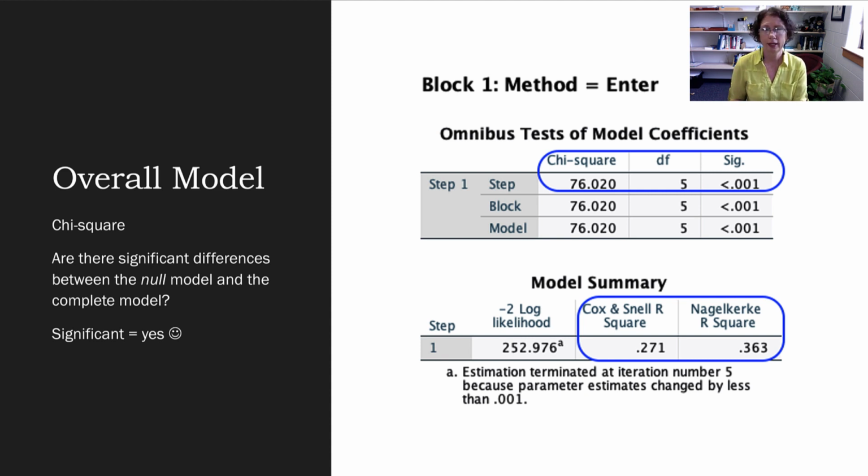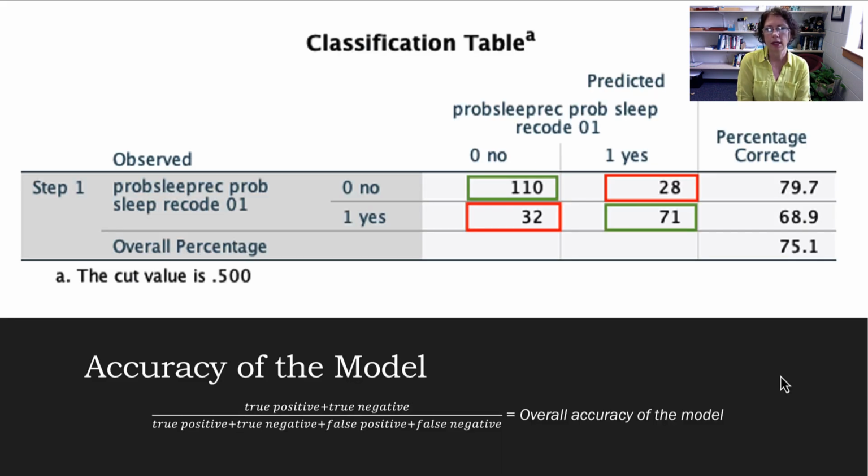Okay, another way we evaluate the model is with the accuracy of the model. This is saying, how well did this logistic regression get it right? And we can look at that by looking at true positives, true negatives, and the false positives and negatives. A true positive is when we predicted that the case would indicate a sleeping problem, and we observed the data was that they reported a sleeping problem. So yes, yes is a true positive.